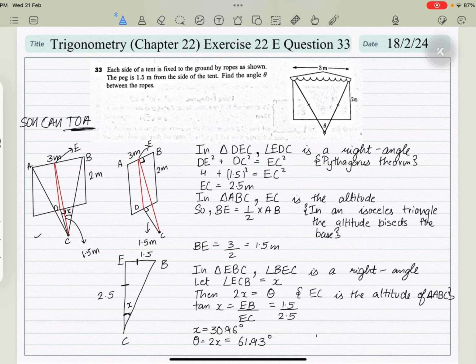We can say this because 2x is equal to theta here. And that's the answer, and then we can conclude by saying the answer is equal to 61.93, or you can just say 61.9. Yeah, whatever you want. Thank you.